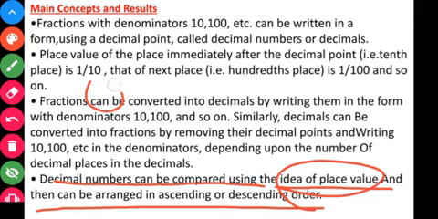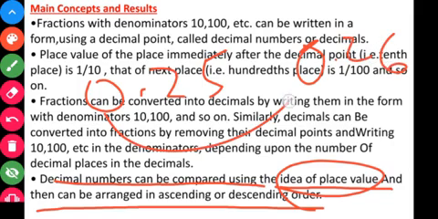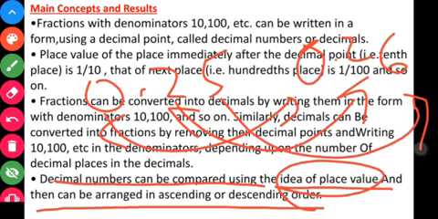So you know how to compare decimal numbers by using the idea of place value. For example, 0.25 and 0.26. Here the ones place is 0, both are 0, and the tenths place is 2 in both, but in the hundredths place this is 6 and this is 5. You know 5 is less than 6, therefore this number is less than the second number. Understand? So how to compare? By using the idea of place value. Okay.